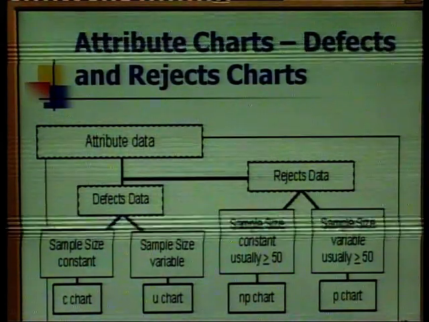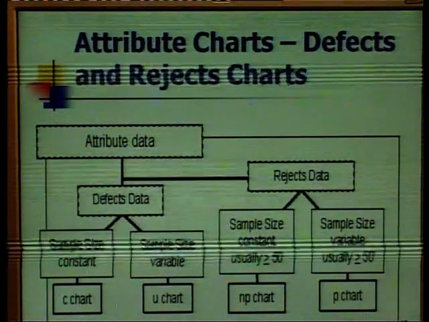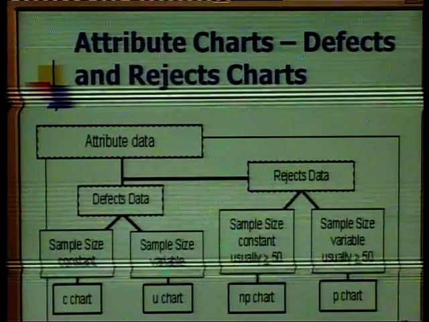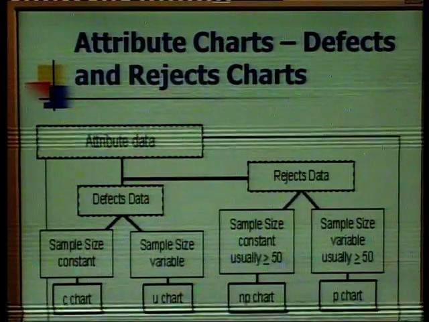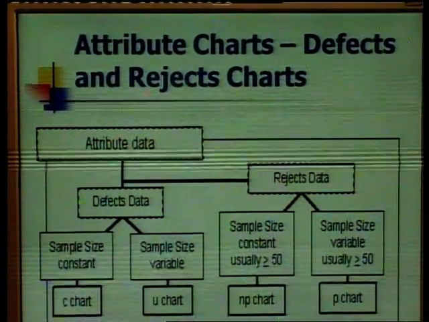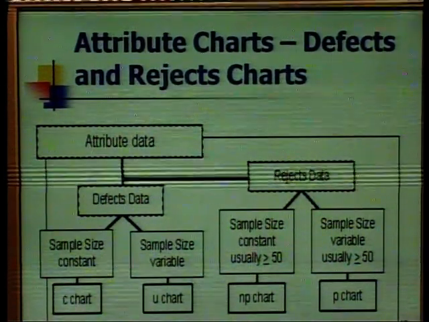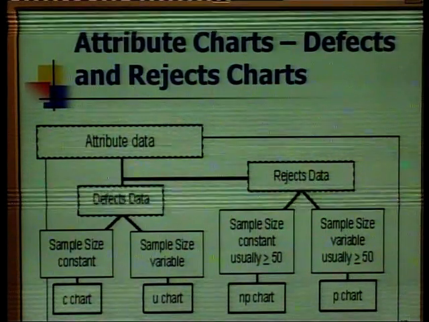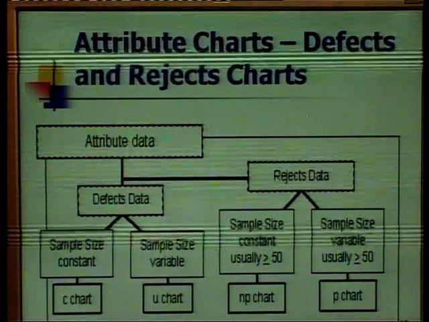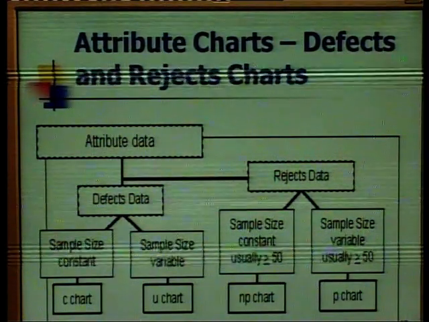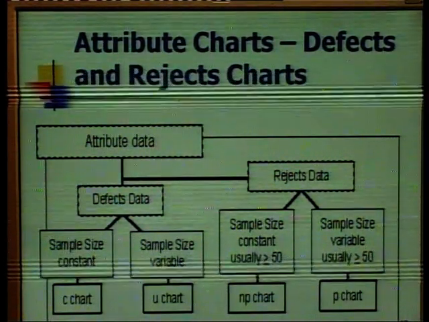Now, in case of rejects data chart, if the sample size is constant, usually greater than or equal to 50, then we use the NP chart. But if the sample size is varying, and the size is usually greater than 50, then we use the P chart. So, we will discuss all these four charts one by one later.